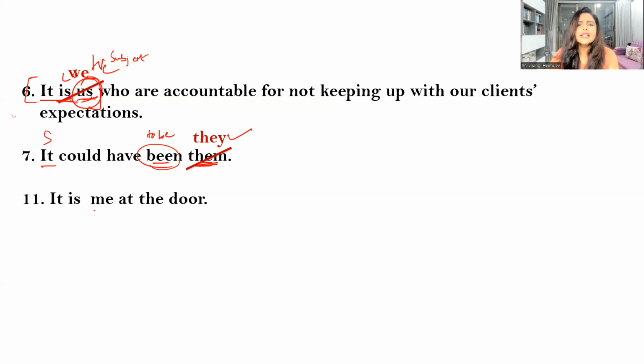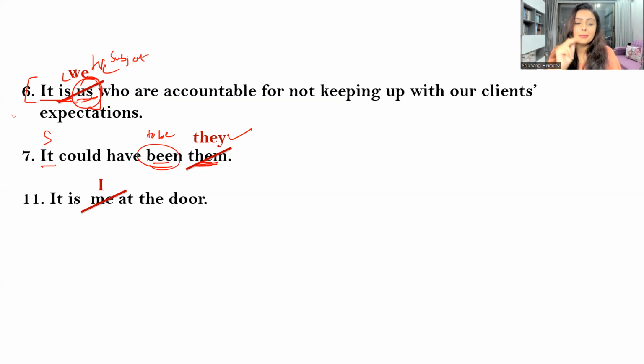The next one. It is me at the door. Now, this is something which addresses the video completely. It is me versus it is I. What is correct? So, friends, ladies and gentlemen, the answer is it is I at the door. So, please make use of this structure in your spoken and written English. It is I on the phone. It is I who called you. It is I at the door, whatever it is. It is I and not it is me. It is me is informal. It is I is correct.